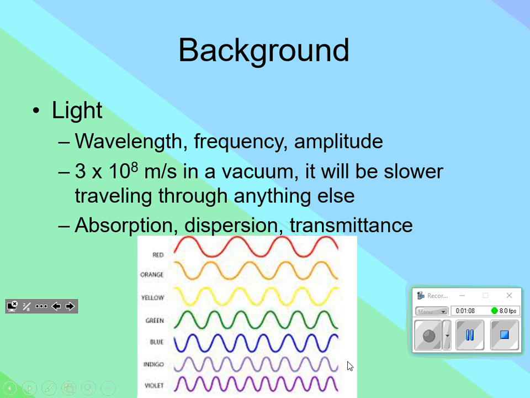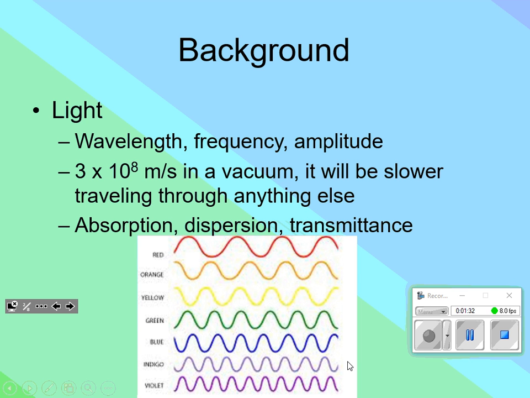Red wavelengths are longer, and therefore they are less frequent. Violet, on the other hand, are shorter and more frequent. The speed of light, 3 times 10 to the 8th meters per second. Again, it would be slower if it was traveling through matter. So light through water, light through air in this room is slightly slower. But light in a vacuum, which, for example, outer space is pretty close to a vacuum, that's how fast it would travel.